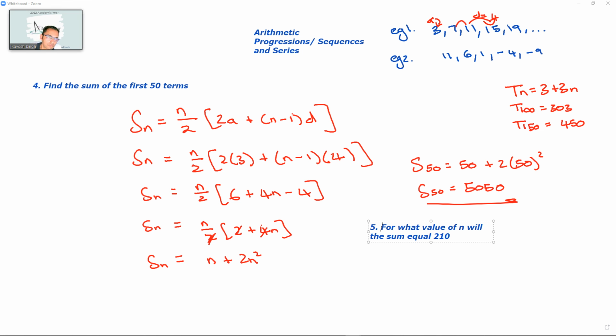Now you just substitute Sn, that's for 210. So Sn becomes 210. So that gets me 210 equals n plus 2n squared. And now I've got to solve for this. So I make this 0. This becomes 2n squared plus n minus 210.